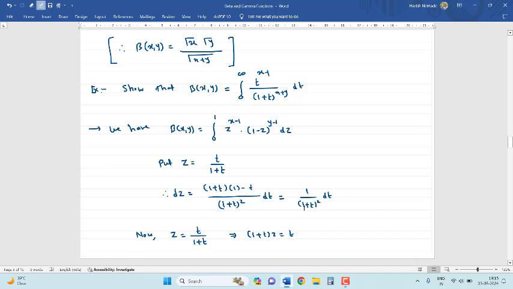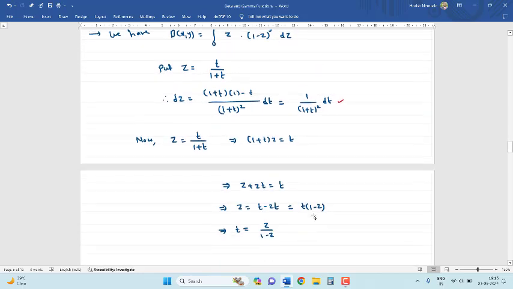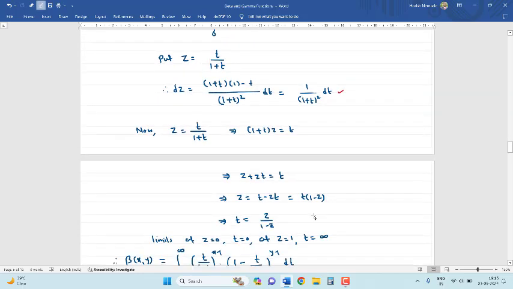Now we use substitution here, put z is equal to t upon 1 plus t. So therefore dz is equal to, by the u upon v formula, 1 upon (1 plus t) squared dt. As z is equal to t upon 1 plus t, we have (1 plus t) into z is equal to t. So from that we have to find the value of t in terms of z. So from that we have z plus zt is equal to t. So z is equal to t minus zt, that is t into (1 minus z). So from that the value of t is equal to z upon 1 minus z.